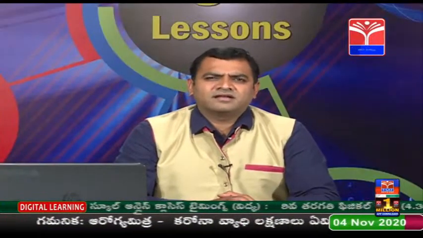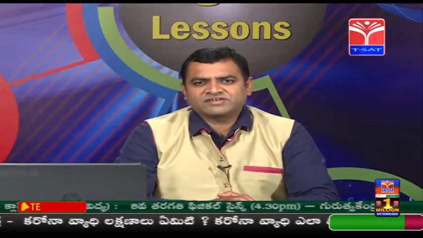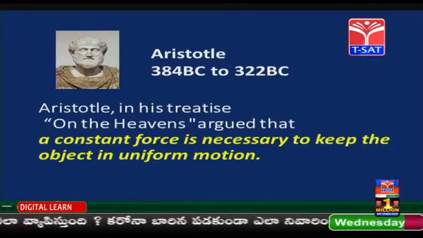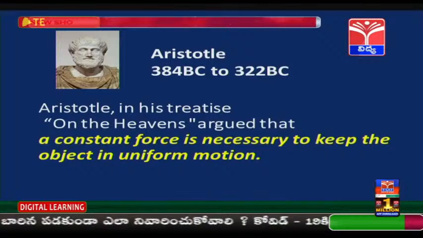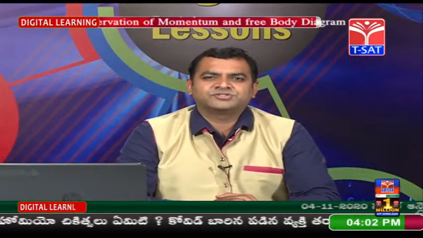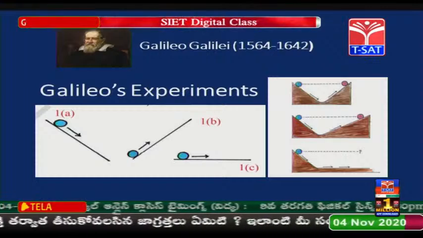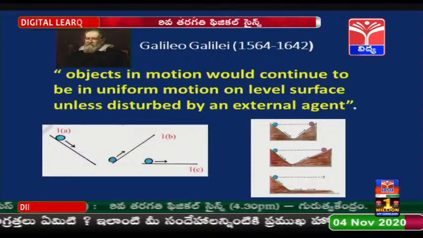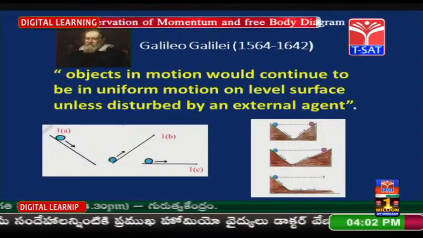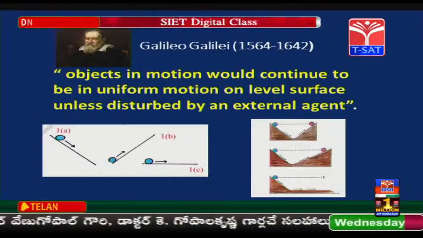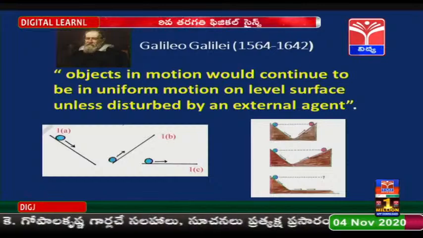In the earlier lesson of laws of motion, we have discussed that Aristotle in his treatise on the heavens argued that a constant force is necessary to keep the object in uniform motion, and that was a wrong idea which was believed to be true for many years. We have seen Galileo's experiments, and what Galileo has concluded from his experiments is that objects in motion would continue to be in uniform motion on level surface unless disturbed by an external agent.